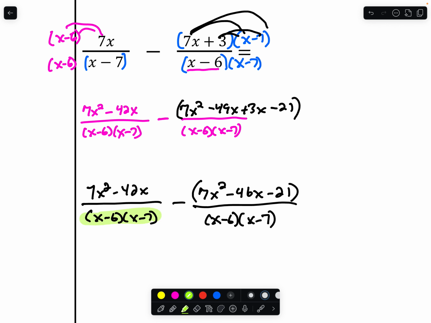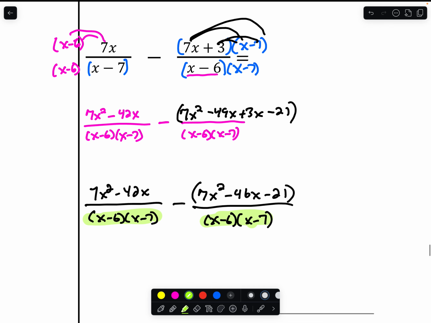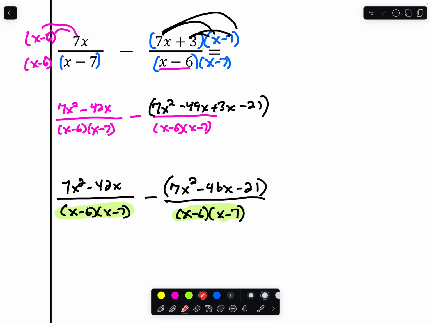We've got x minus 7, x minus 6, x minus 7, x minus 6. Now we're ready to combine like terms, right? So it's important to realize that we're subtracting everything here, right? So I can distribute this value in. So what's going to happen here is we're going to get minus 7x squared, plus 46x, and then plus 21, right? The reason that's happening is this negative right here is going to distribute all the way through, all right?